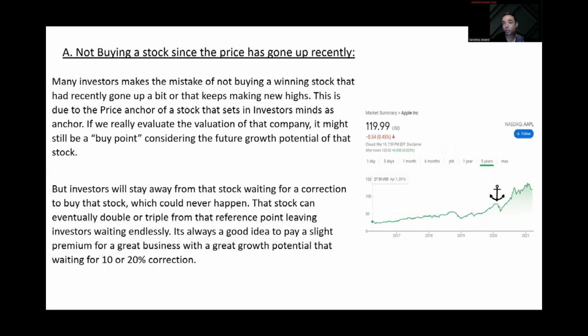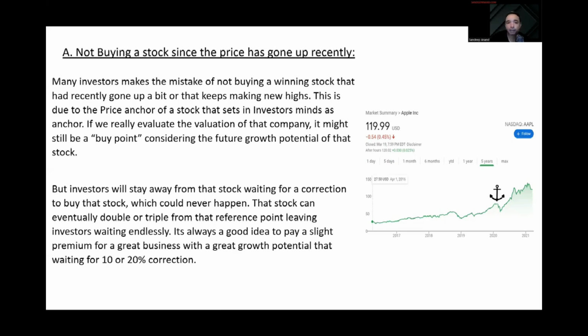Now, if you don't do an evaluation and just think that the valuation is very high, then we might have missed the further upside, right? Because we have seen that the stock price has gone up a lot recently, so that's recency bias, and the anchor price is set in our mind, and then we tend to think without analysis that this is the right price to buy in or sell. Now, investors will stay away from that stock, waiting for a correction to buy that stock, which would never happen. The stock can eventually double or triple from that point, and the investor will end up waiting endlessly. So we saw this example already, but it was for the reference of recency bias. It is also driven by anchor price, because anchoring plays a big effect in our mind.